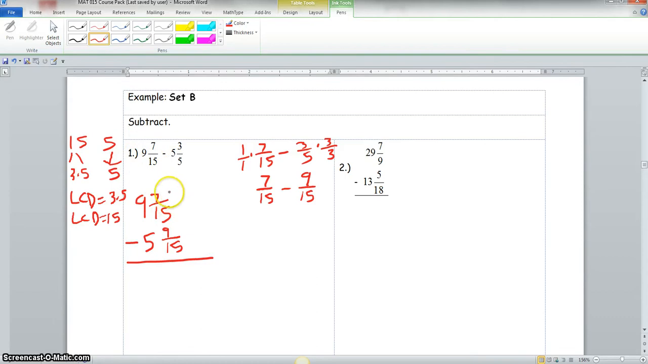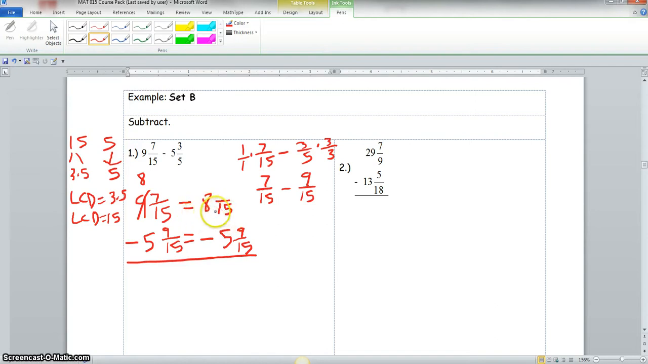Okay, now, this is what we would do. We're going to borrow so that this fraction won't be negative. So the first thing we would do is this. When you borrow, your bottom mixed number stays the same. That does not change. So the minus 5 and 9/15 stays a minus 5 and 9/15. Now we will borrow 1 from this 9, which would make it 8. So our new whole number here would be 8, and our denominator would still stay 15.